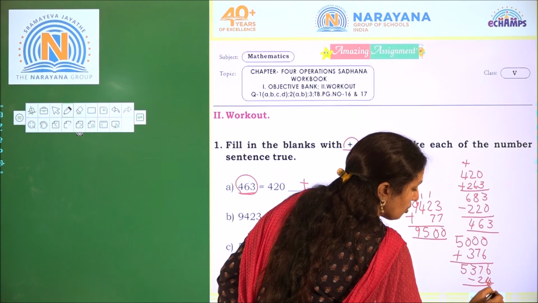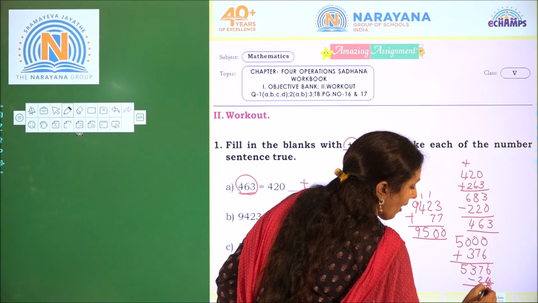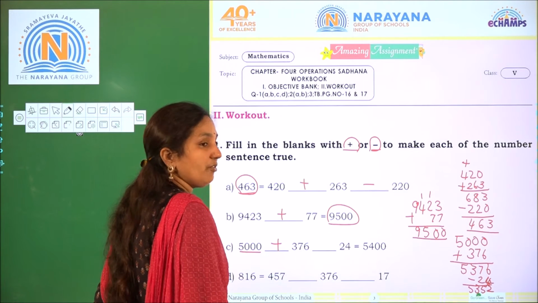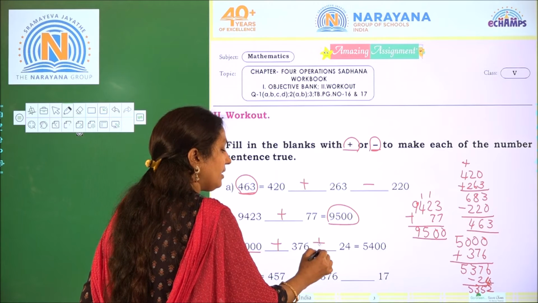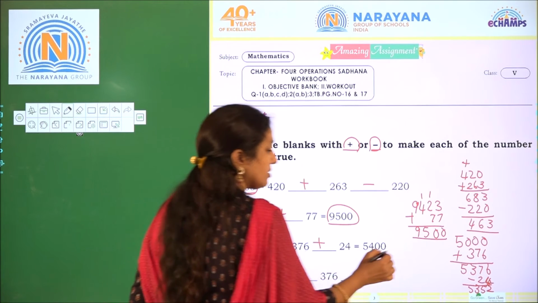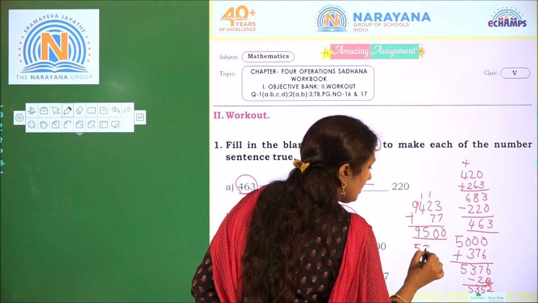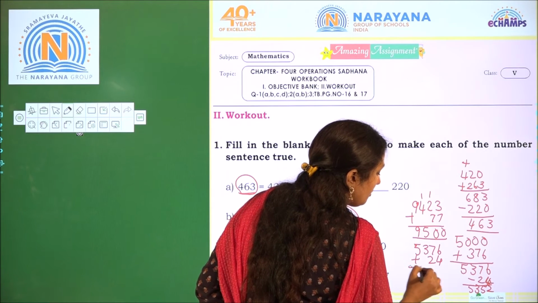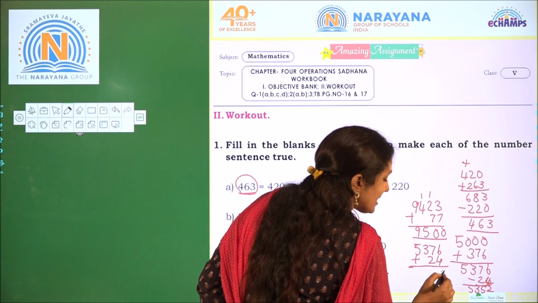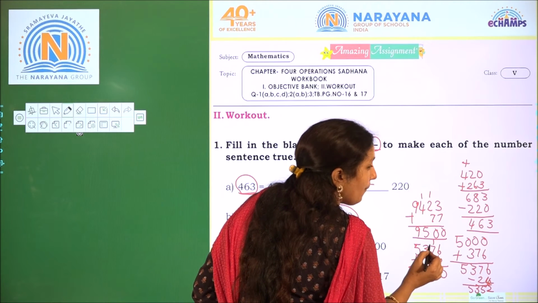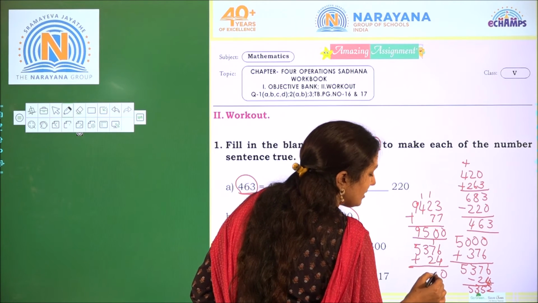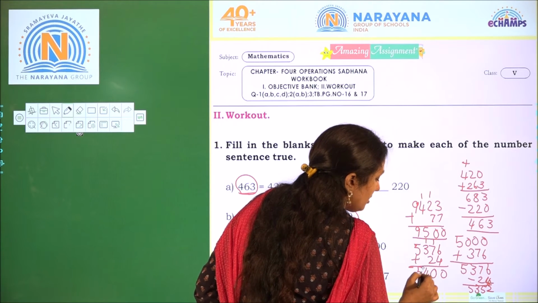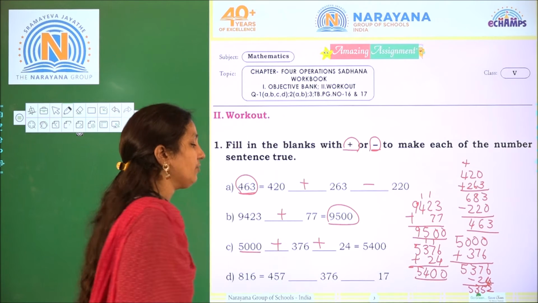6 minus 4 is 2. 7 minus 2 equal to 5. Now 3, 5. But it will not equal to 5400. Again if I write plus, so means 5376 plus 24. You have to add 24. 6 plus 4 is 10. 1 plus 7 is 8. 8 plus 2 is 10. 1 plus 3 is 4 and 5. So it will be equal to 5400.